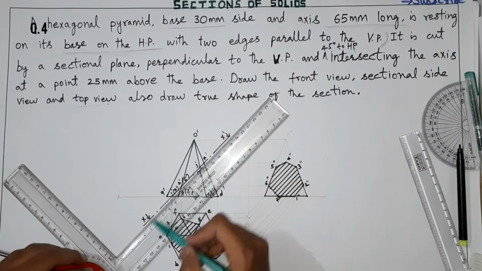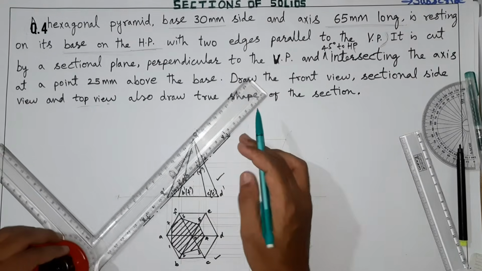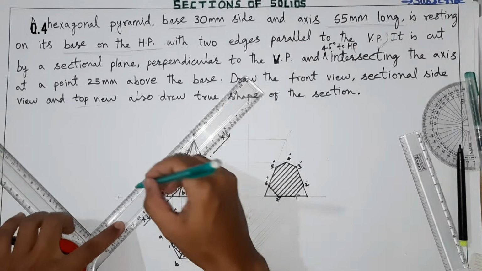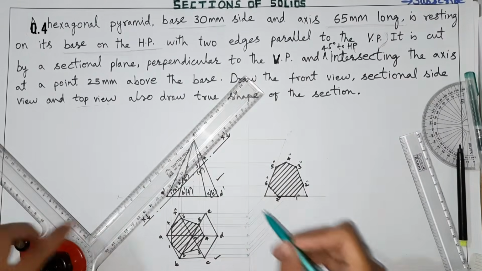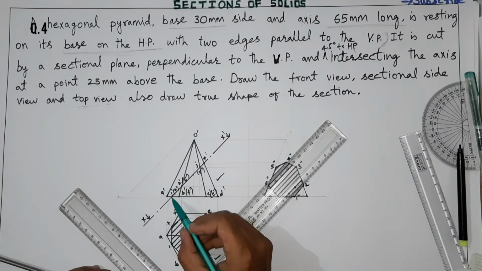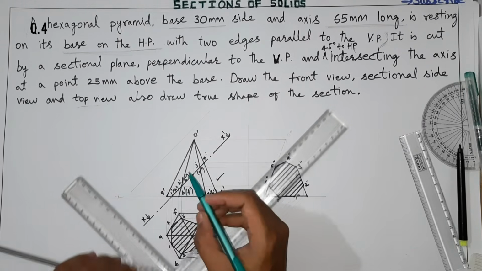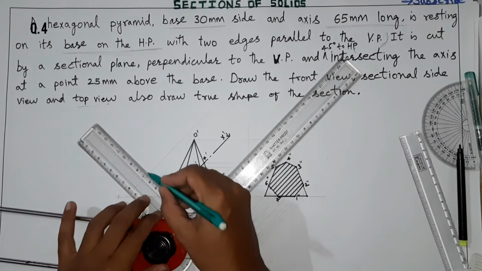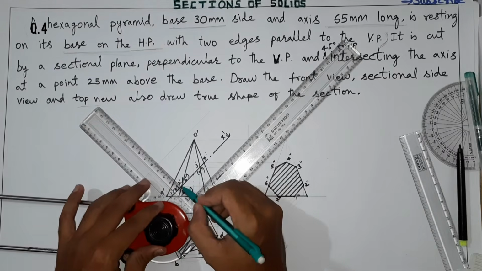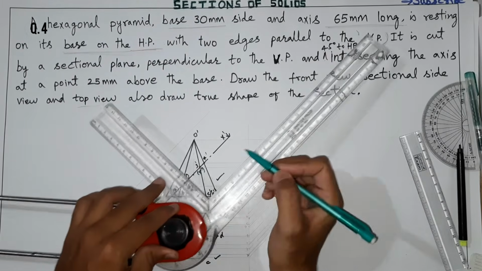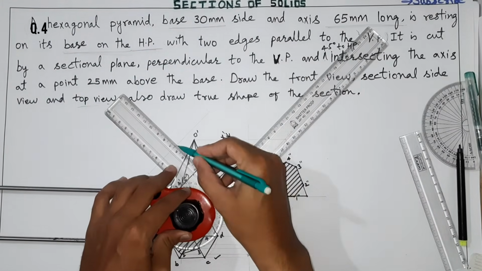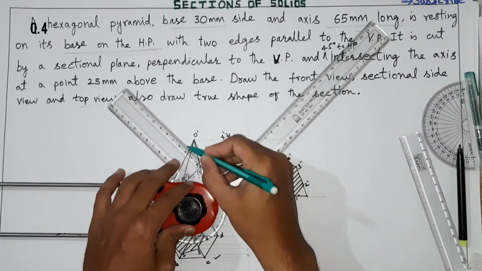So parallel to this cutting line or section plane, you take another line here, any suitable distance like this. Then project each point 1, 2, 3, 4, 5, 6 and 7th point. So 1 and 7 we have projected together, 2 and 6 here, 3 and 5 here, 4th point here.